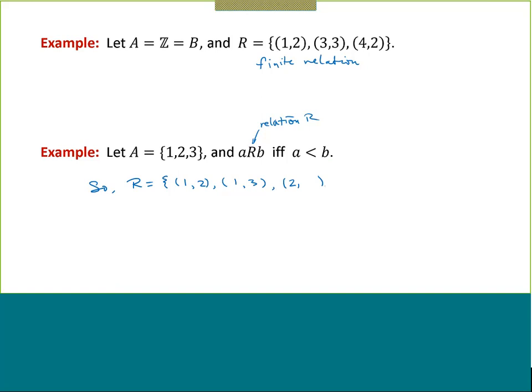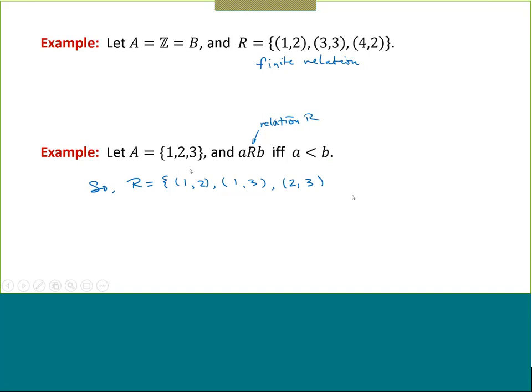Hint, it's not 2, 1. Yep, 2, 3 would work. So 2, 3, 2 is smaller than 3. 3 is actually the only number bigger than 2 in this set of 1, 2, 3. That's literally it. That's all we got for an ordered pair that starts with 2. Now, last question is, do we have any other ordered pairs?